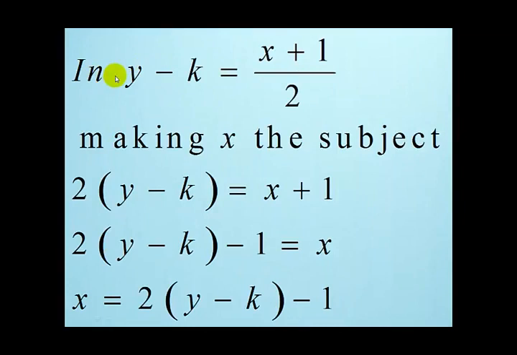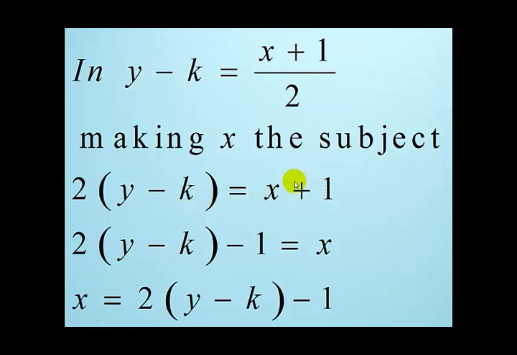Now, in y minus k is equal to x plus 1 over 2, we can see that 2 is dividing the expression x plus 1 on the right hand side. So if you want to make x the subject, you have to cross multiply. So the 2, that is the denominator of the right hand side, multiplies the expression on the left hand side. So we have 2 times y minus k is equal to the numerator, that is x plus 1. So 2 into bracket y minus k will be equal to x plus 1.